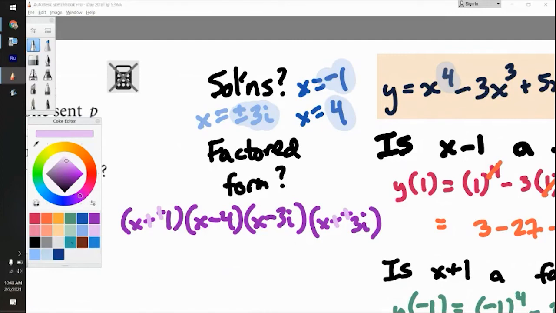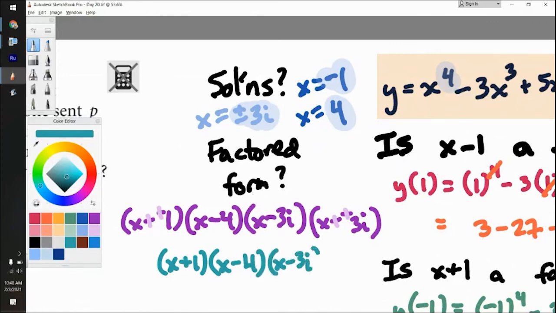Okay, so your final answer, if it's completely simplified, would be x plus 1, x minus 4, x minus 3i, x plus 3i. And if you notice the complex pairs right there, they always come in pairs like that, where it's good twin, evil twin. Okay, and that's the final answer.